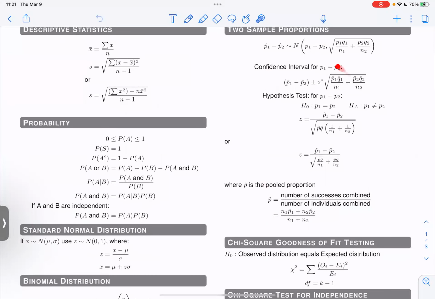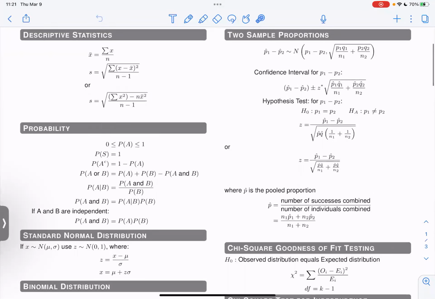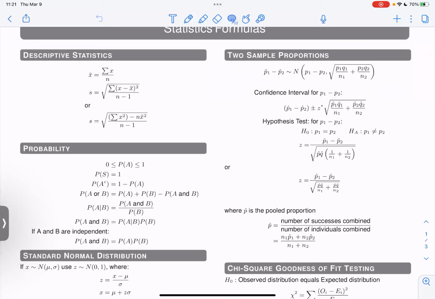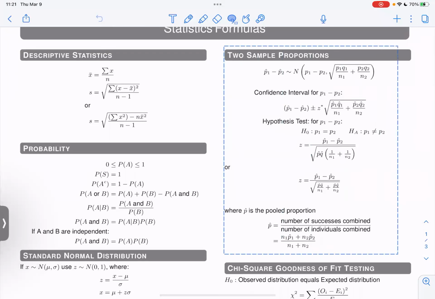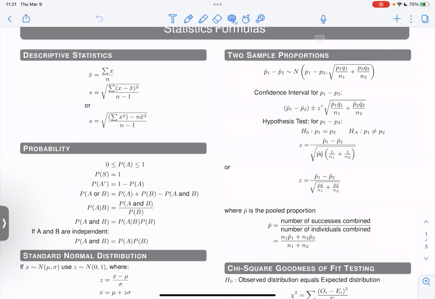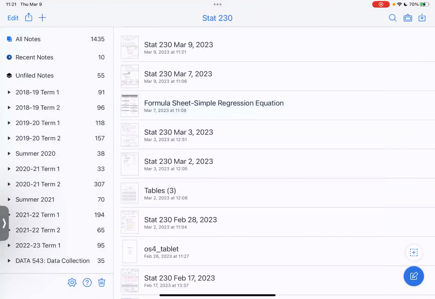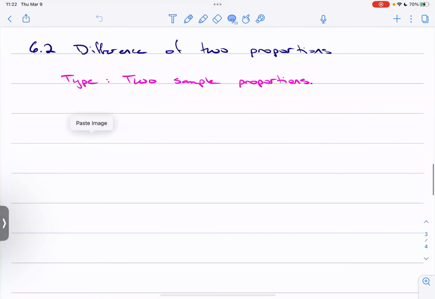And oh my gosh, don't look now. It's terrible. But it's all there to help you. And so we'll dissect it. So two sample proportions. May as well bring this all in. We'll tackle it one little bit at a time.